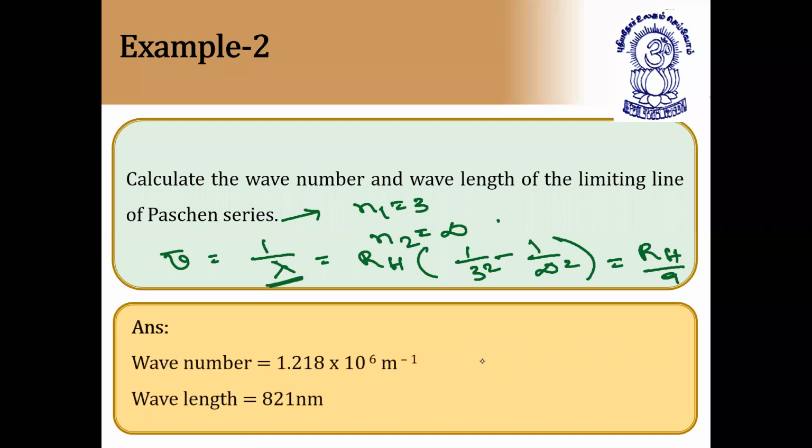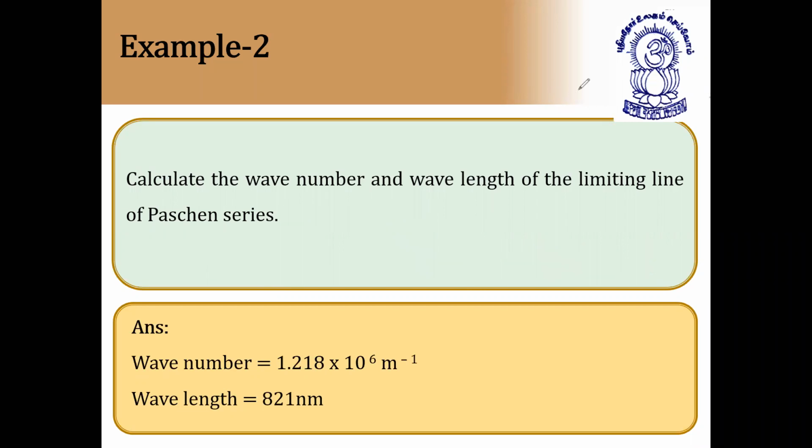So first we have to find nu bar, that is wave number, which is coming around 1.218 into 10 to the power 6 meter inverse after substituting the value of RH, and wavelength becomes 821 nanometers, because you have to convert the wavelength into nanometers. You'll get the answer in meters, you have to convert them into nanometers. That's all. Next question.